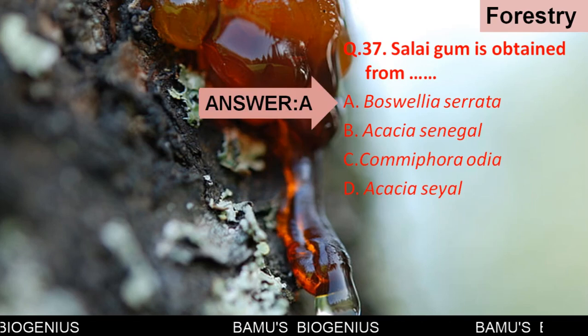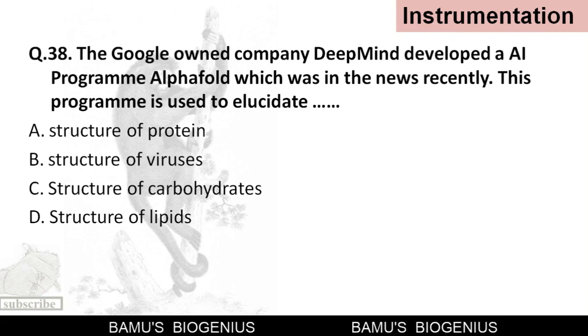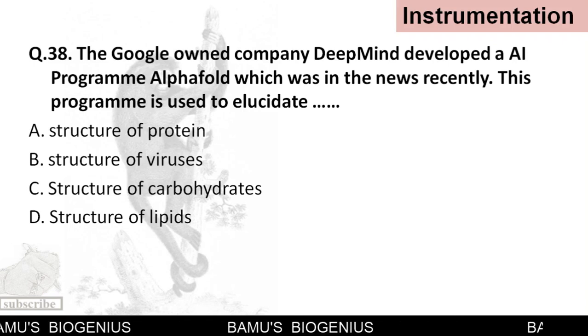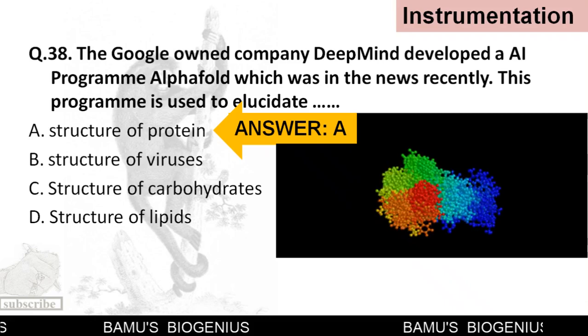Then question number 38. The Google owned company DeepMind developed artificial intelligence program Alpha 4, which was in the news recently. This program is used to elucidate A. structure of protein, B. structure of viruses, C. structure of carbohydrates and D. structure of lipids. Answer is the structure of a protein. Answer is A.